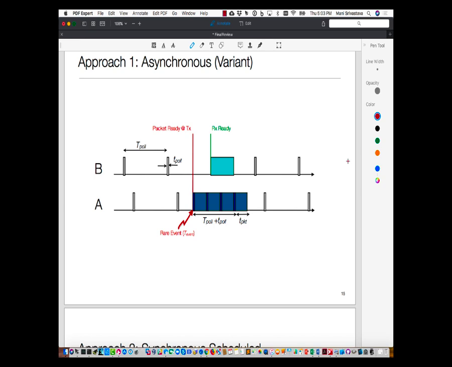So again, what I expect you to be able to do is to reason about what kind of latency numbers you might see under different scenarios. Okay. So this is the shutdown mechanism, and in particular focusing on how to wake up a sleeping radio.